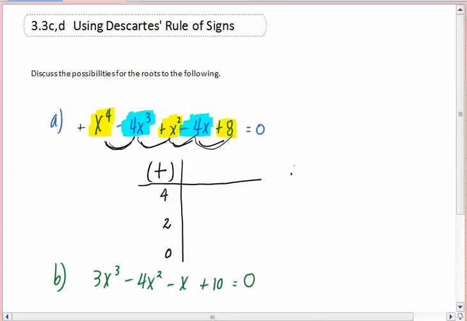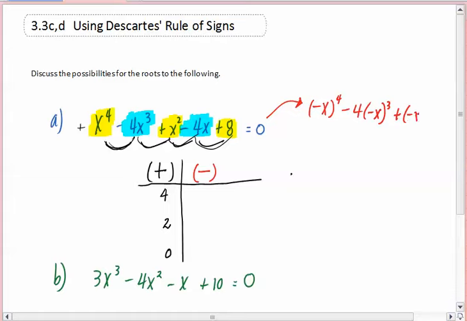So let's take a look now at what we do to figure out the possible negative roots in the real number system, the number of negative real roots. Here's what we do. We take the polynomial and we substitute in a negative x. That makes sense, right? To find the number of possible negative real roots.